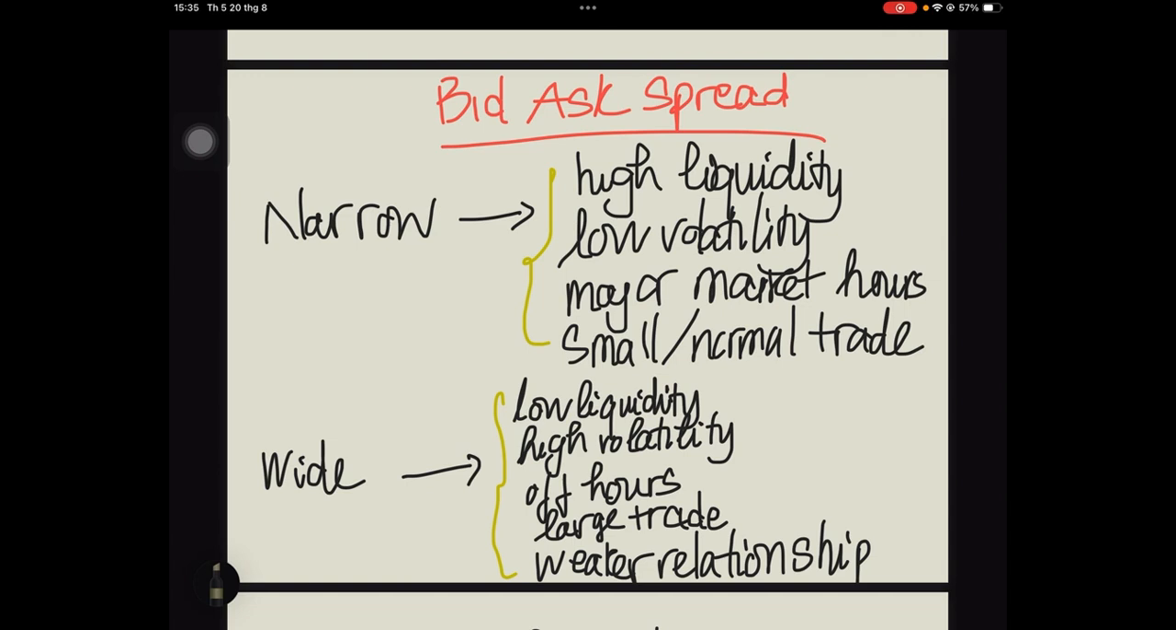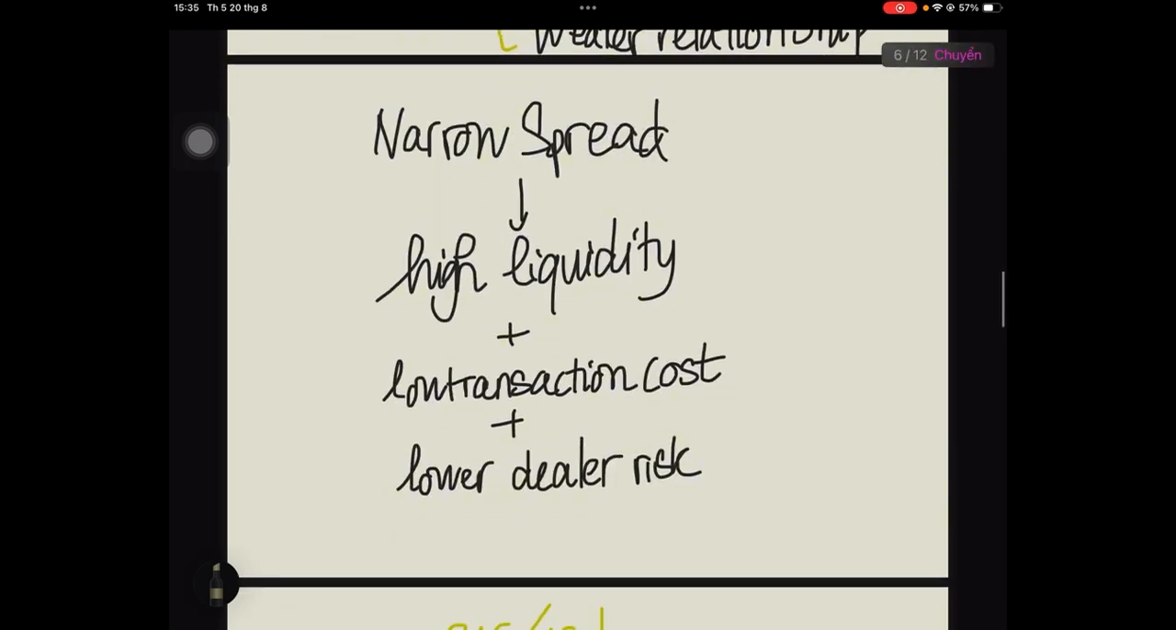Fifth, the relationship between dealer and client. A large institutional client with an established relationship may receive more competitive pricing. A dealer knows the client trades frequently. The transactions may be easier to hedge, so the relationship itself can affect the spread.